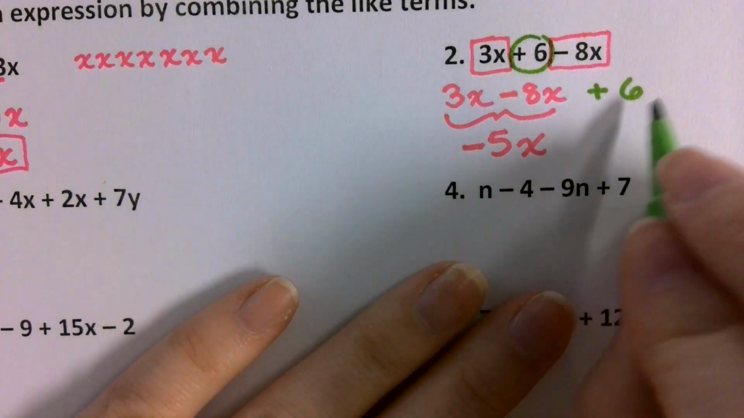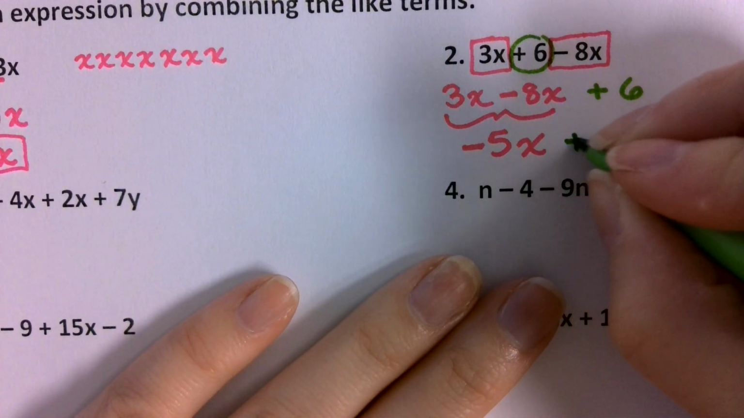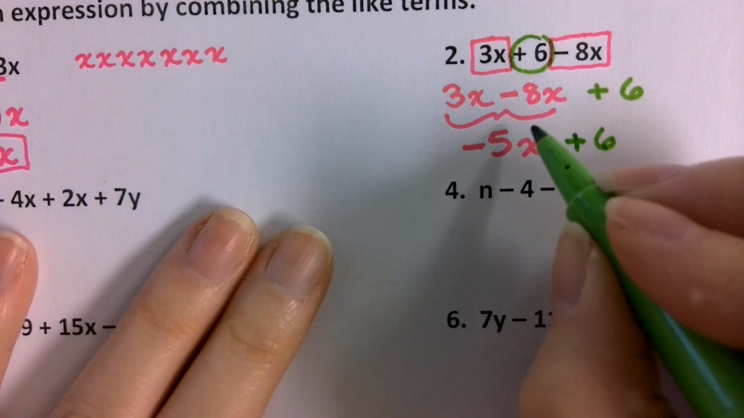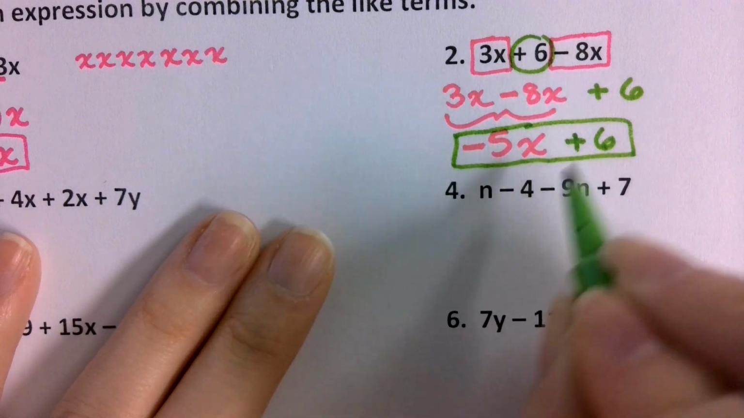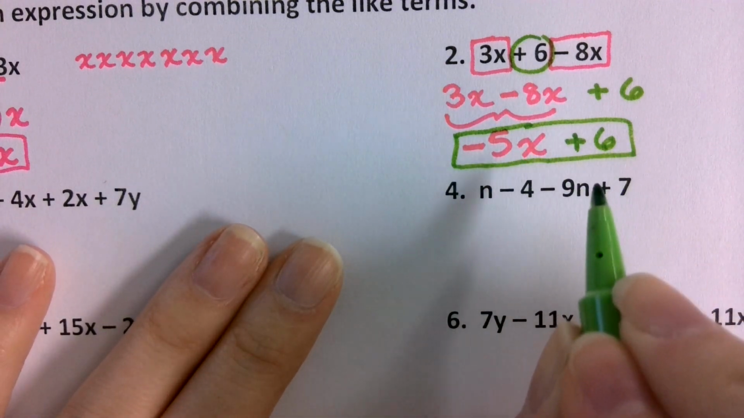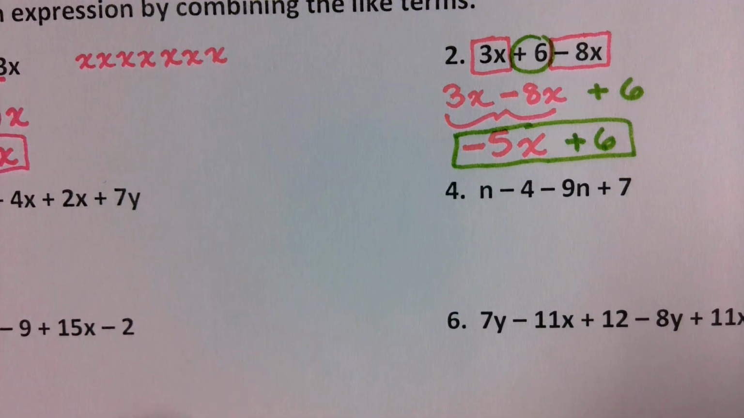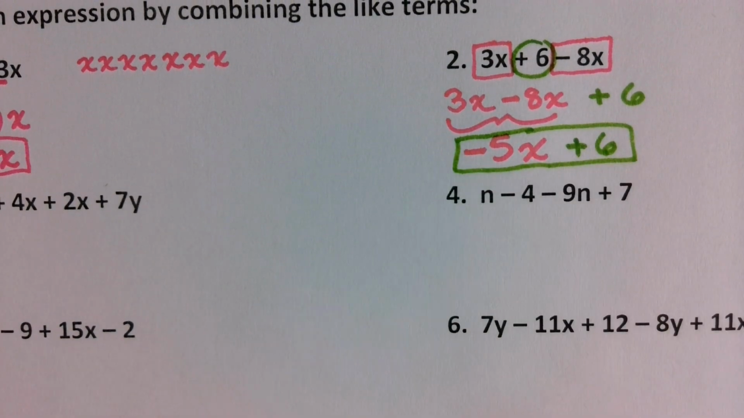Okay, now I did not have a like term with this 6, so it just comes down as a plus 6. And that is my final answer, negative 5x plus 6. I cannot combine those together because they are not like terms. Again, you can only combine like terms together. So that's as simplified as it gets. You're not getting a number answer. You're not solving anything. You're just simplifying it as far as you possibly can go.